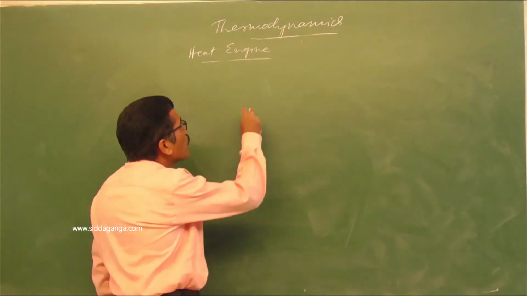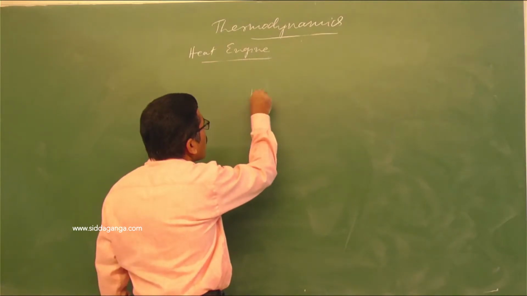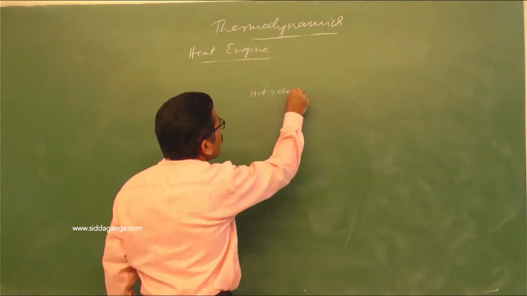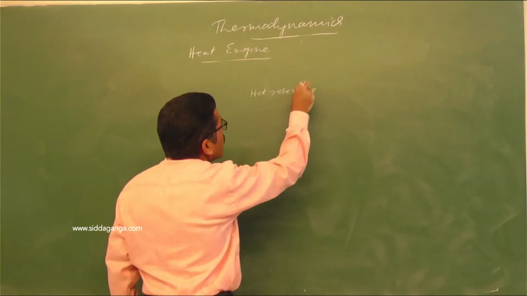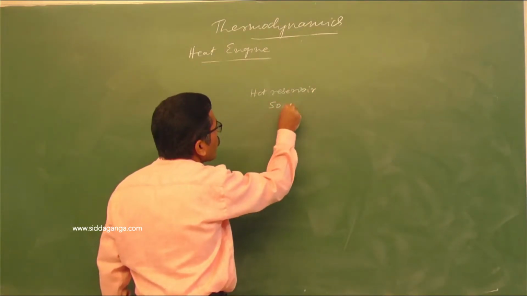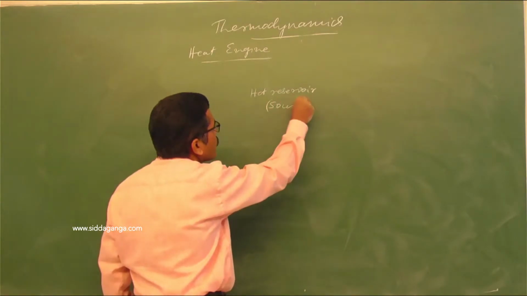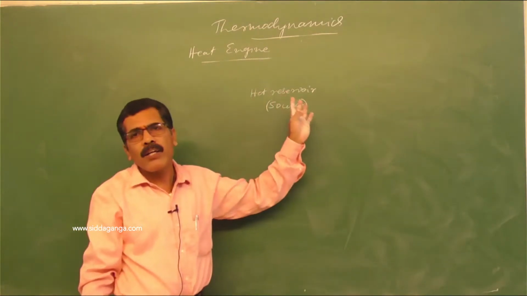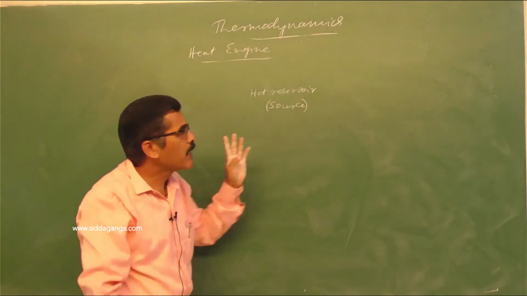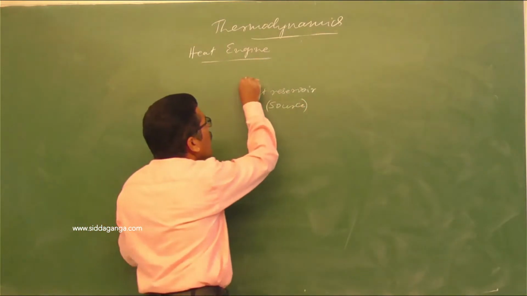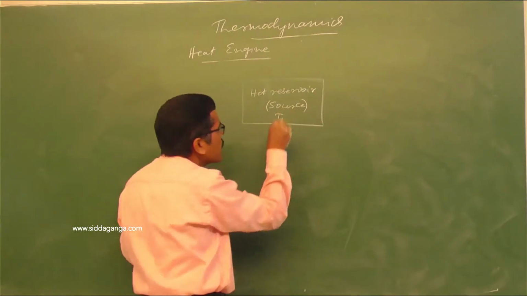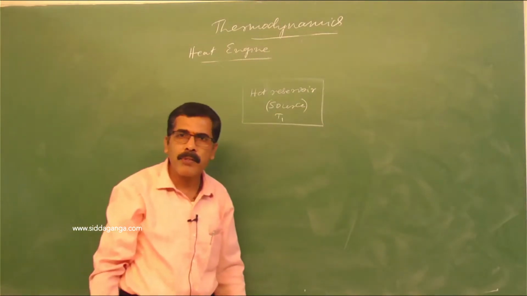One is a hot reservoir. This is also called the source. So this is the constant supplier of heat energy. It is at a certain constant high temperature T1.